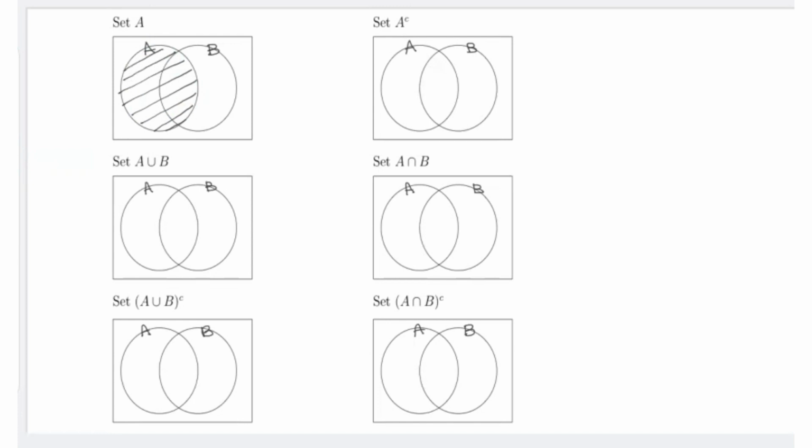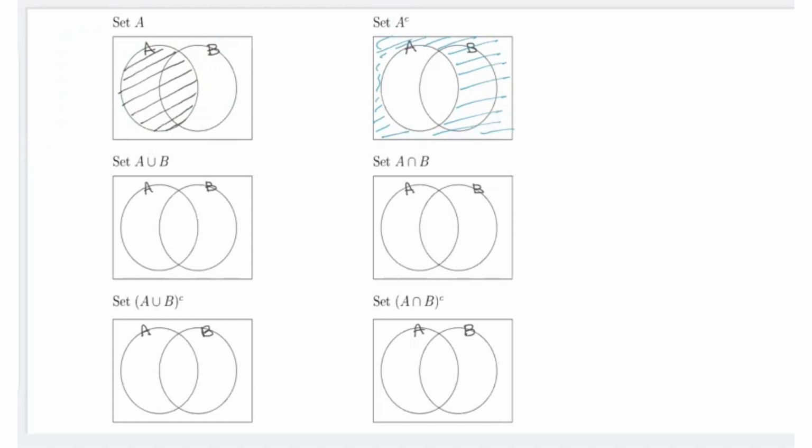The next one is A complement. A complement means anything other than the circle, so outside of this circle. I want to mark anything outside of the circle, doesn't matter if there are any circles there. Anything outside of that is A complement. Question? So A complement is outside of A.